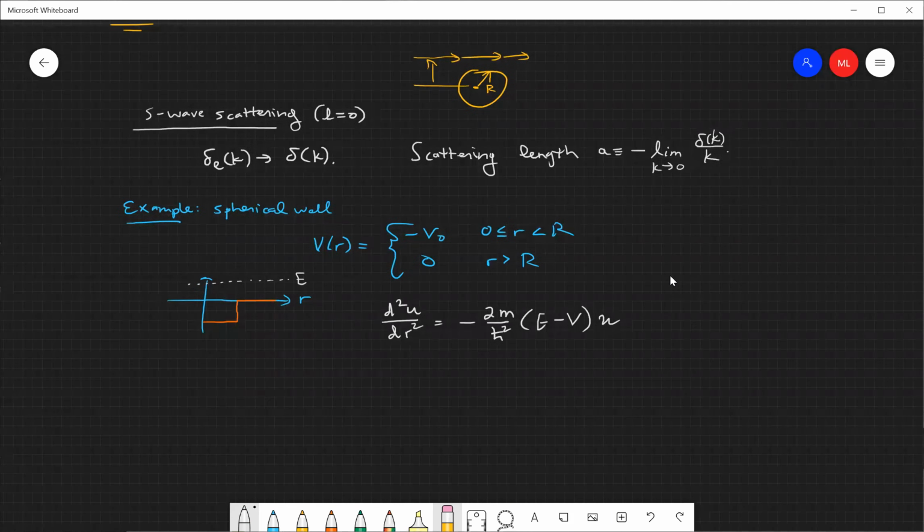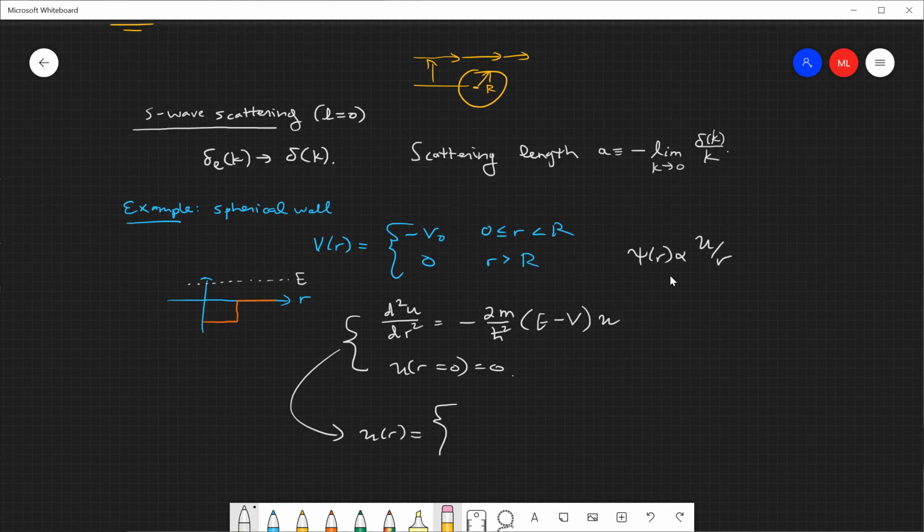And of course, the only other thing to remember is that at the origin, the wave function itself, psi of r, is proportional to u over r. So there's an extra boundary condition on u: u at r equals 0 has to vanish. And so, these two things combined, we just write down what the solutions are. So u of r is equal to, it normally would be sines and cosines, but because of this boundary condition, when r is less than big R, you just get the sine.